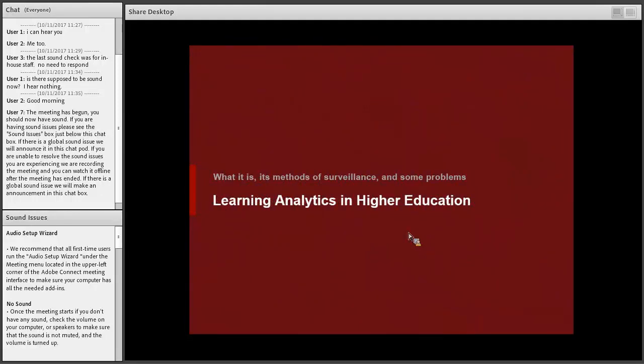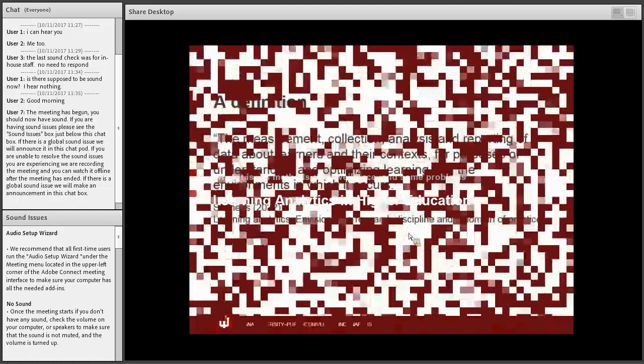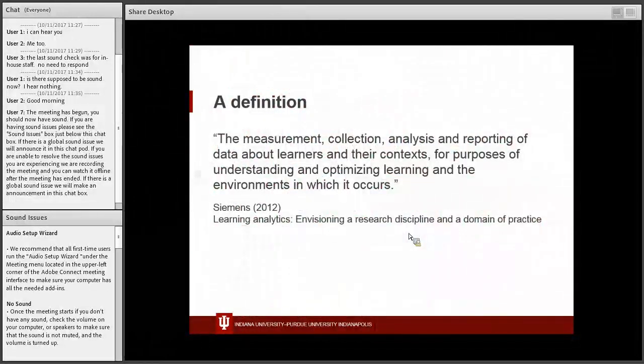So, learning analytics in higher education. What it is, its methods of surveillance, and some problems. Before we dig into the weeds here, I think we need to start off with a definition to kind of get us going in the same direction. This is a definition by George Siemens, who wrote this in a conference proceedings in 2012 for a title or a journal, I believe, called Learning Analytics, Envisioning a Research Discipline and a Domain of Practice.